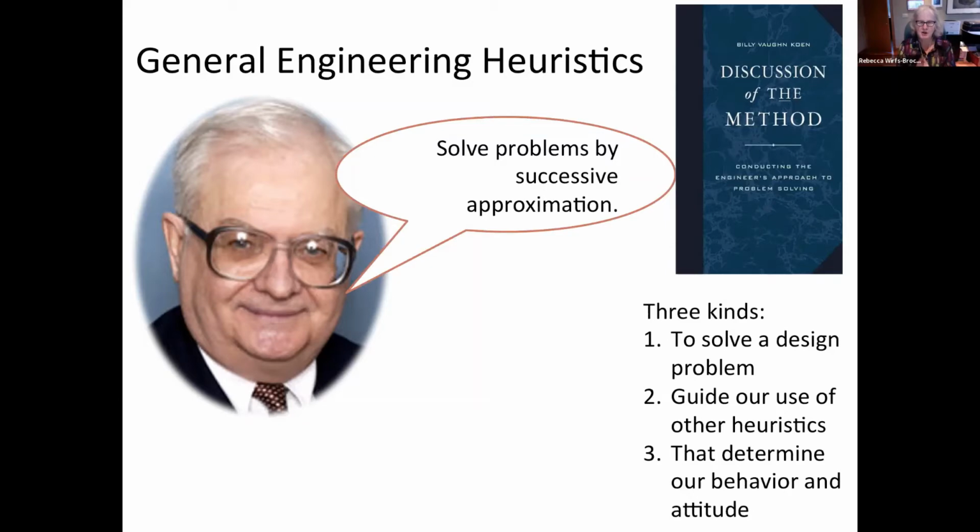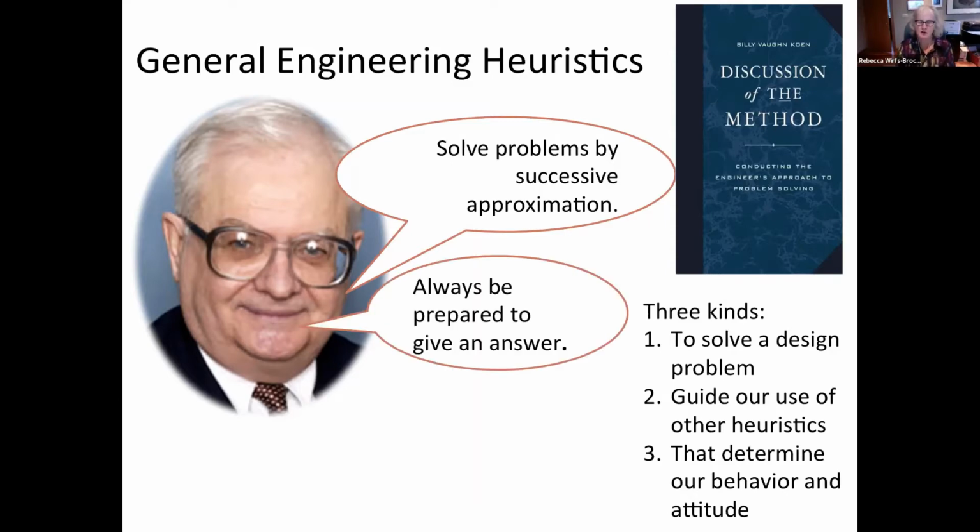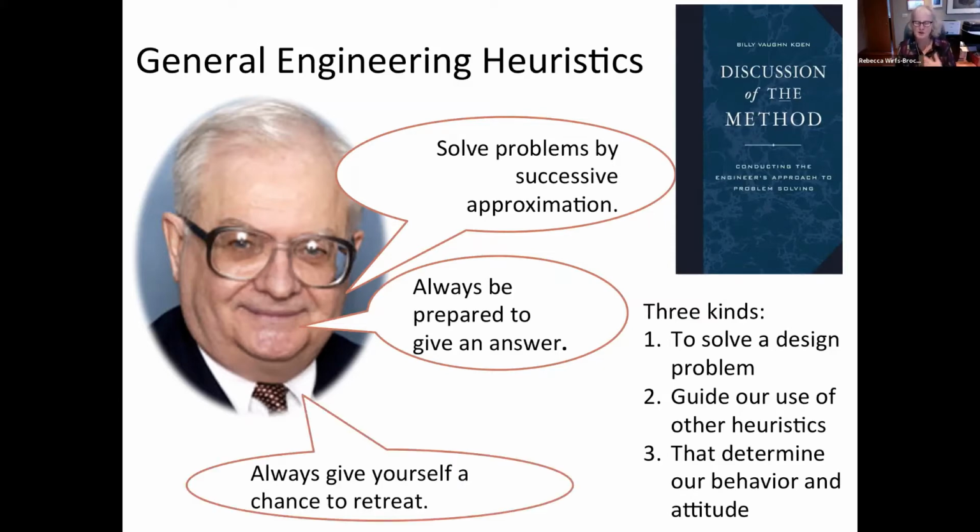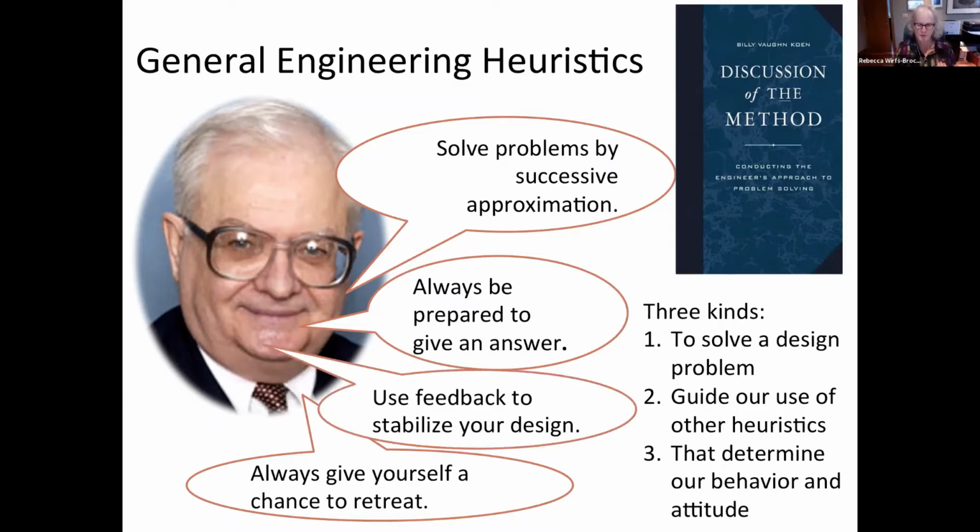I generally try to solve problems by successive approximation, which means if I'm forced to give an answer, I want to do it in the time that I have. So those are 2 heuristics that he mentioned. Always give yourself a chance to retreat. Now, this is actually a good thing for someone who designs nuclear reactors, that we don't want to design ourselves into a situation where we can't back up if something didn't work. And then use feedback to stabilize your design. So these are like general engineering heuristics.